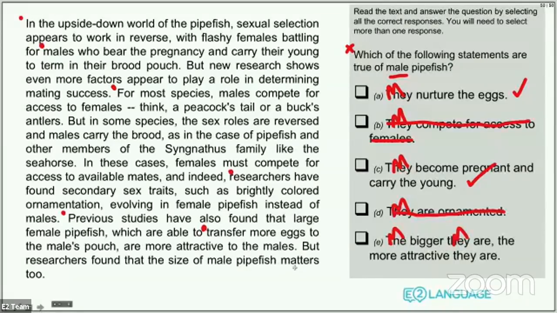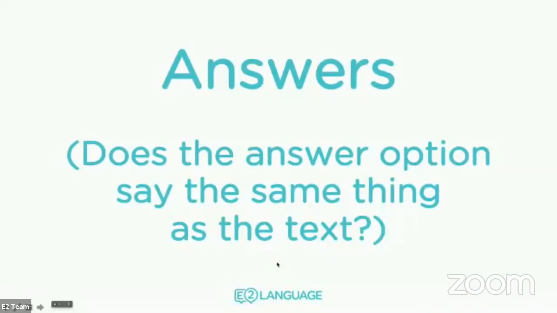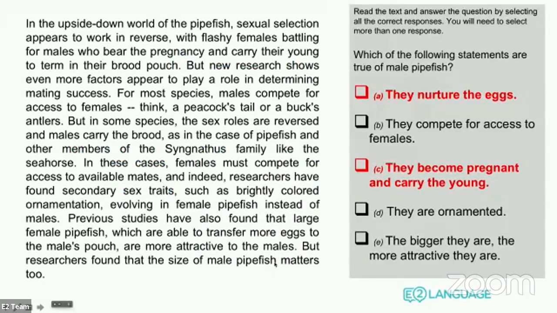This one's a bit ambiguous because the first part of the sentence is definitely incorrect. The second part is a bit unclear. Let's read it again. The answer option says the bigger the males are, the more attractive they are. The text says previous studies have found that large female pipefish are more attractive to the males. Then it says, but researchers found that the size of male pipefish matters too. Doesn't really say about attraction though. Anyway, if I were you, would have chosen A and C. They are the correct answers. E was a real trick.